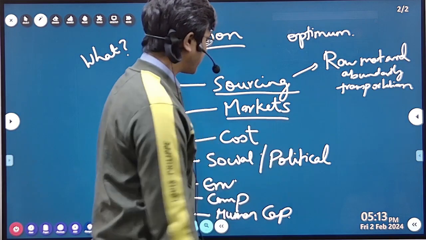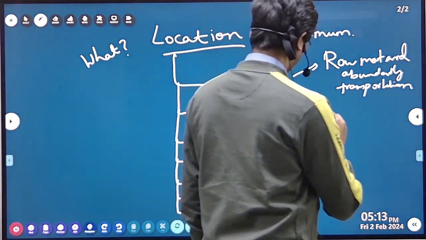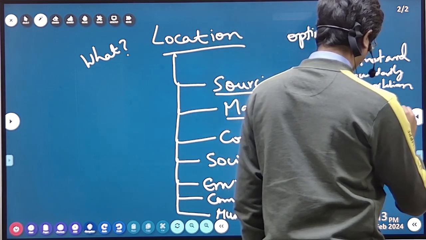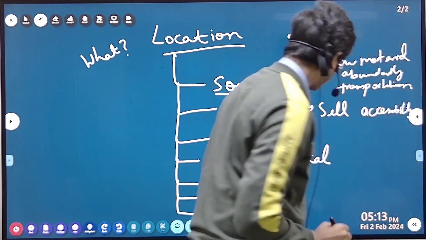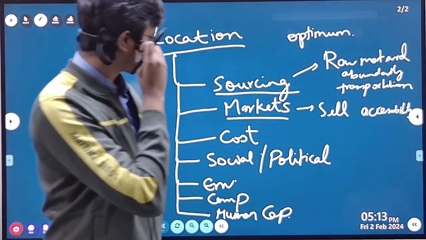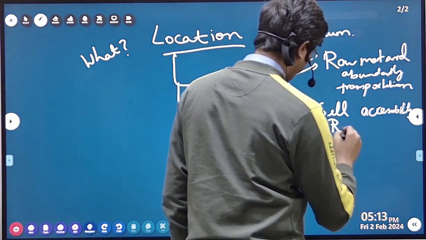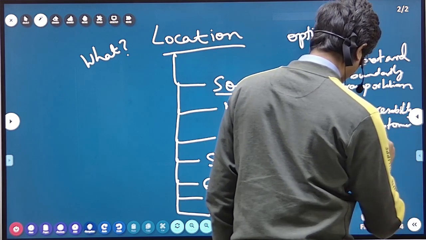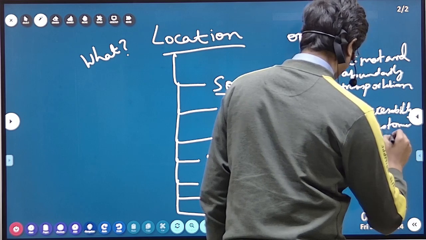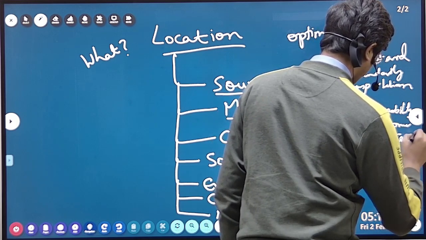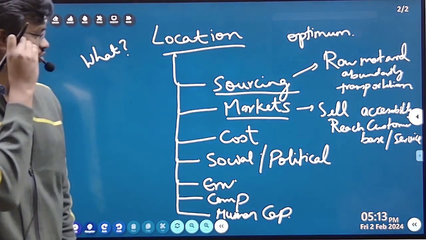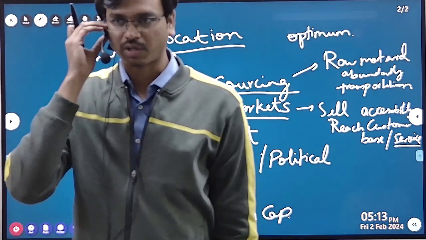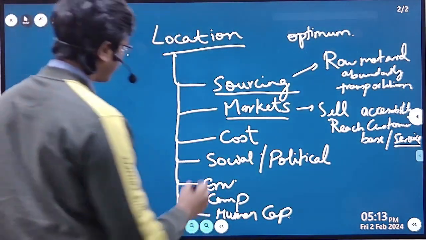And markets is where you want to sell your product, right? So you should have easy accessibility to your markets, so you can reach your customer base, and your customers also should be able to reach you, right? Suppose you are a service based organization, the customers also should be able to come to you, right? So yeah, and it should be cost.